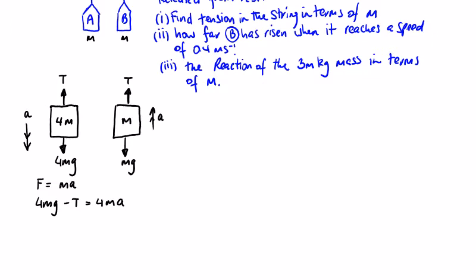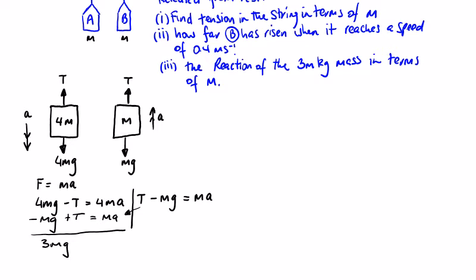So starting with the direction it's going in, T, we're going to get T minus mg is equal to ma. So if we bring this one across and put the T under the T, we get minus mg plus T is equal to ma. So 3mg is equal to 5ma. The m's will cancel, so a becomes 3g over 5.